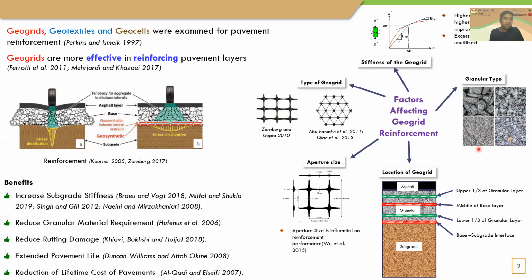By using geogrids for weak subgrades, we can get the benefits of increasing the subgrade stiffness and increasing the overall pavement life cycle, because you reduce the rutting damage and also reduce the granular material requirement, and hence you extend the pavement life. But this geogrid reinforcement function is not simple. It is affected by a lot of factors: the location where you place the geogrid, the aperture size, and the type of geogrid as well. Geogrids come in different types like uniaxial, biaxial, and triaxial.